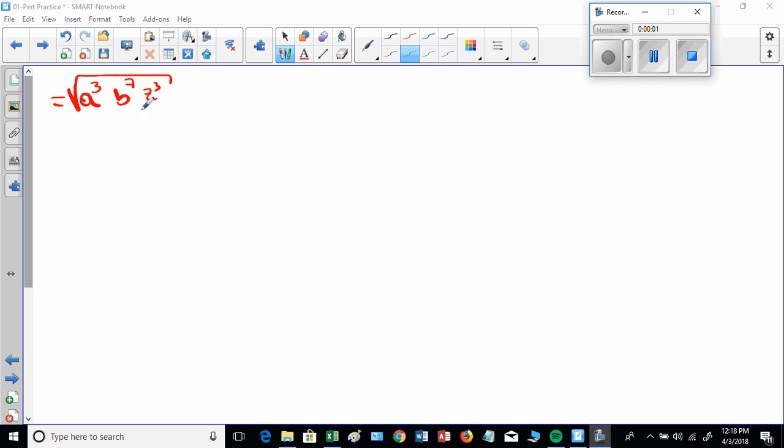This is another simplification exercise, and the idea is to simplify this expression. We're going back to radicals again. In this case, we need to see how we can simplify the expression: a to the third power with index 2, b to the seventh with index 2, and z to the third with index 2.